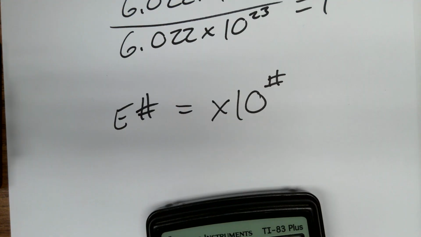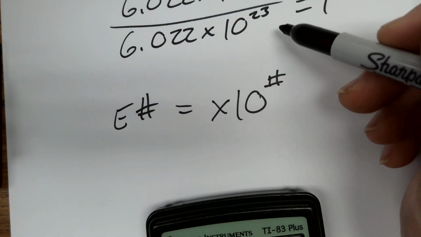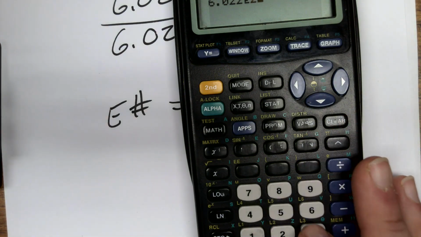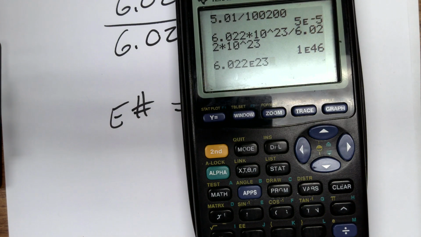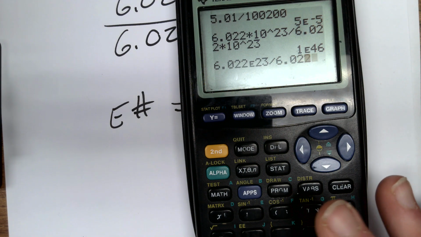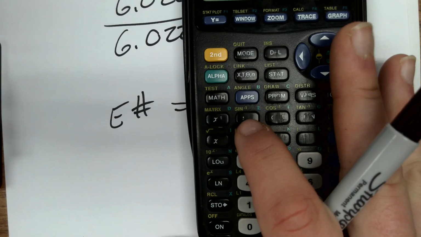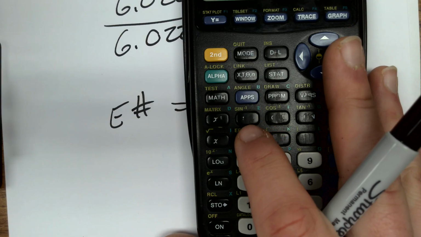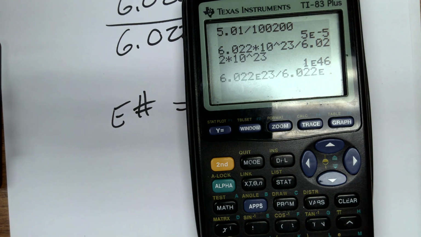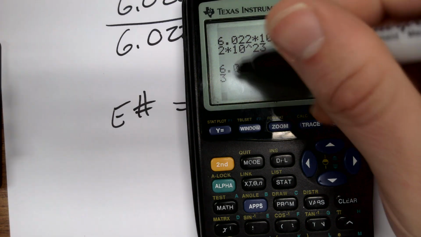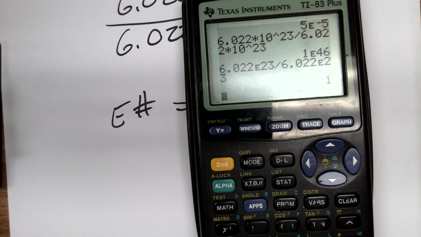Now I'm just going to type in whatever the exponent, the power of 10, is. 2, 3. Oh, too far up. Divided by itself. 6.022, yellow second button, E, the button above the 7. 2, 3. Now my calculator realizes that's one number divided by one number.